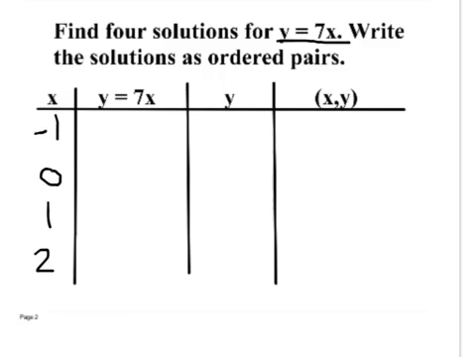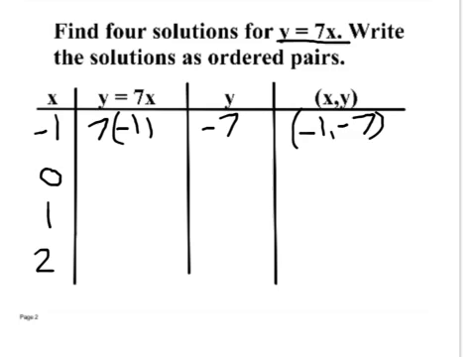So what we do is we give an input, our x is input, we find our output, which is our y coordinate. So I plug in -1 for x. Then I do the operation. 7 times -1 is -7. My ordered pair is my x coordinate that I picked and my y coordinate, which I found. I do that 4 times.